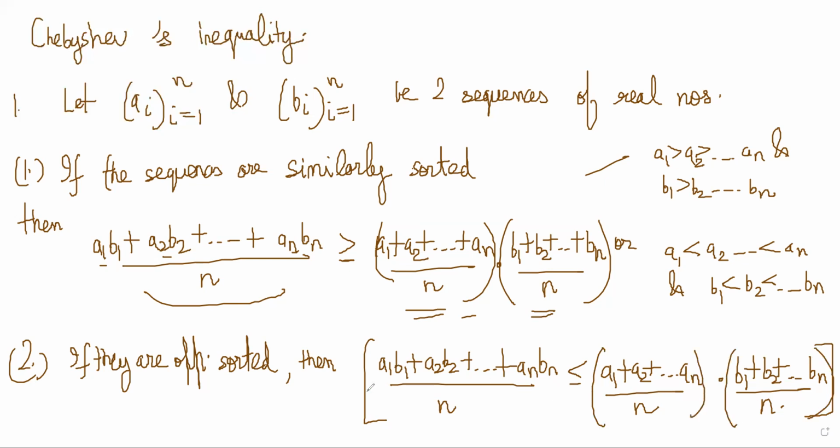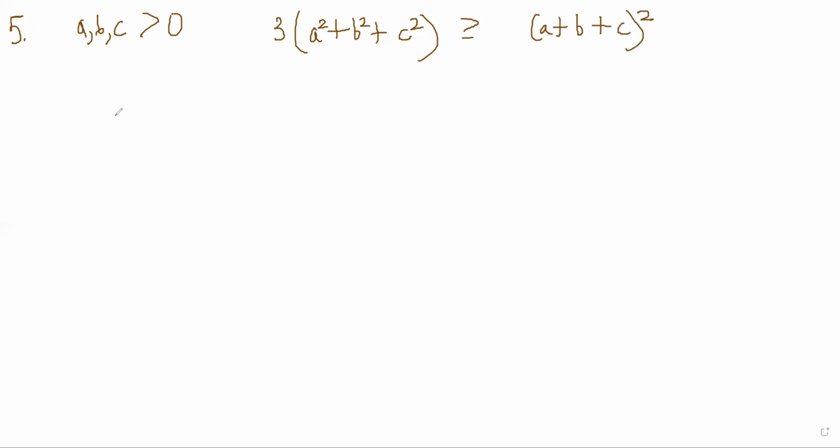So once we have this Chebyshev's inequality, let's see some applications where you can see how it works. So the question is this: if A, B, C are greater than 0, then prove that 3 times (A square plus B square plus C square) is greater than or equal to (A plus B plus C) whole square.